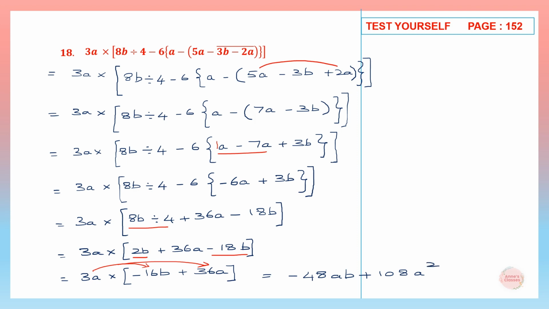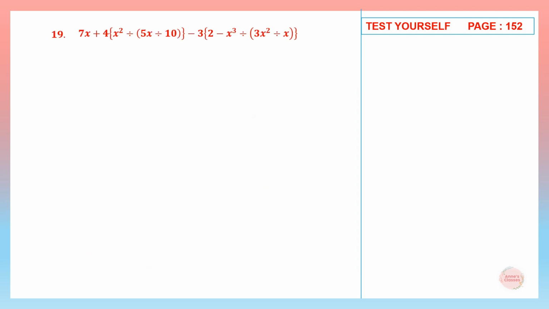So this is our final answer. Minus 48ab plus 108a square, or you can write the other way, 108a square minus 48ab. So this is our final answer.